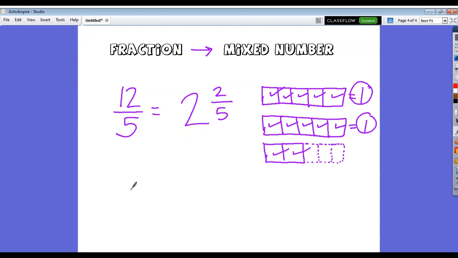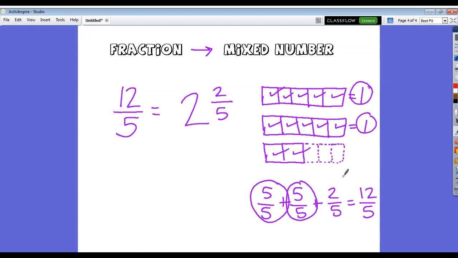Now, another strategy that I can use is I can just list out my number of fifths. So kind of like the picture, but with math. So I could do 5/5, which I know is 1 whole. And then I could do another 5/5, which is another whole. And then I would have 2/5 left over. And then that would give me my 12/5. So again, I have 2 wholes and 2/5 left over.